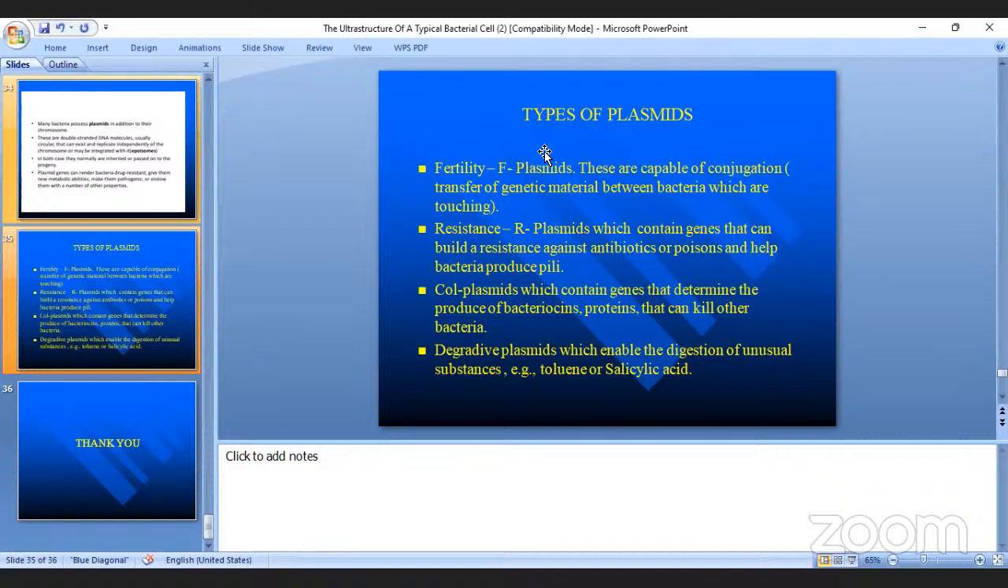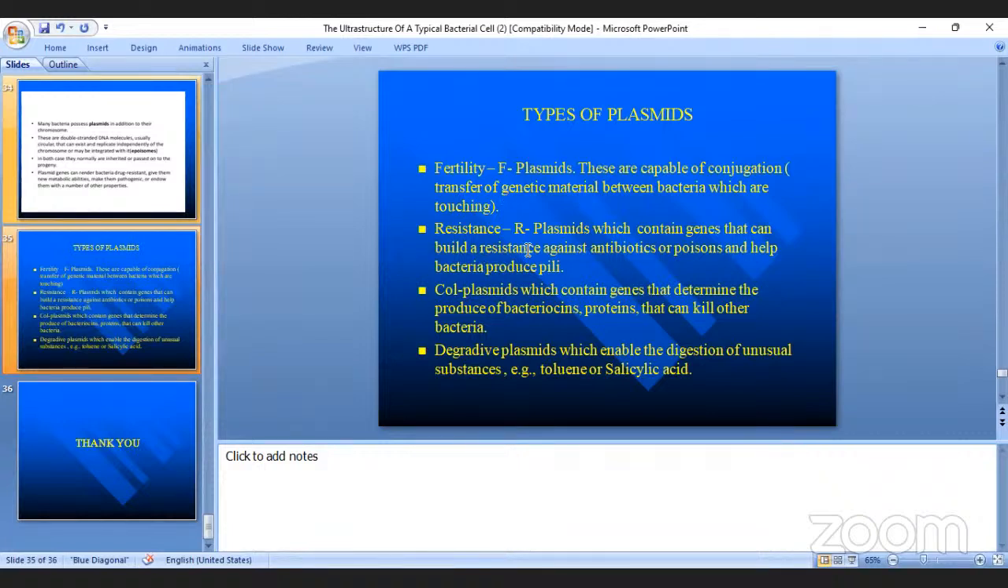The first one, F plasmid, I already told you. It is involved in the sex pili and reproduction. Bacteria of that type have the F plasmid. These are capable of conjugation, transferring genetic material from one bacterium to another. I will explain the conjugation process later. Reproduction is also very, very important.